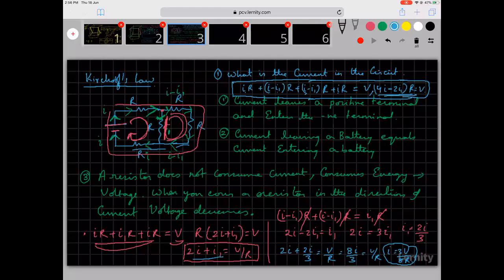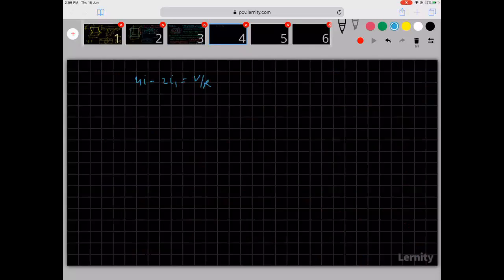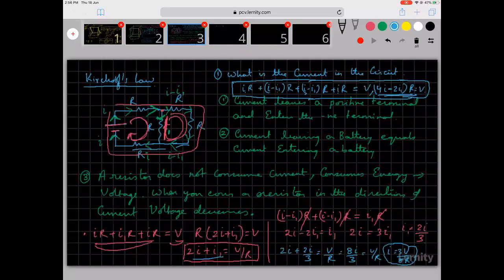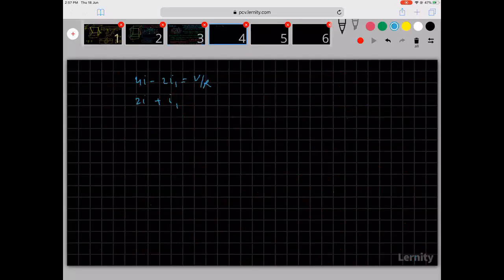If you want me to show you, here it is. You will get 4I minus 2I1 is equal to V by R, and you got 2I plus I1 is equal to V by R. So I will multiply 2 with this, and this will become 4, 2 and 2. Now I'll add them. When I add them, this will get cancelled. So I'll get 8I is equal to 3V by R, or I is equal to 3V by 8R. So that's the same thing we got on the other side.